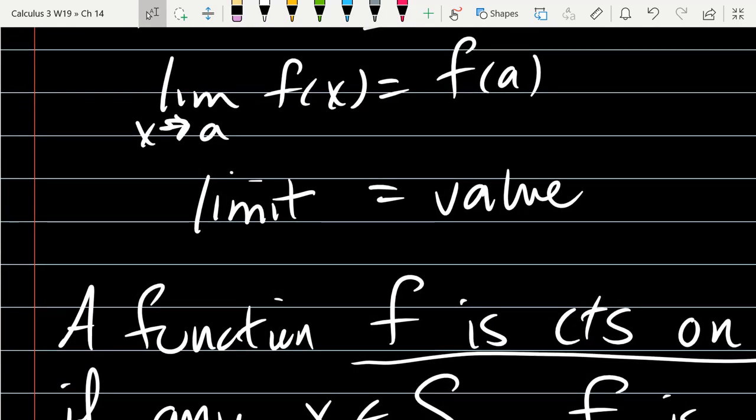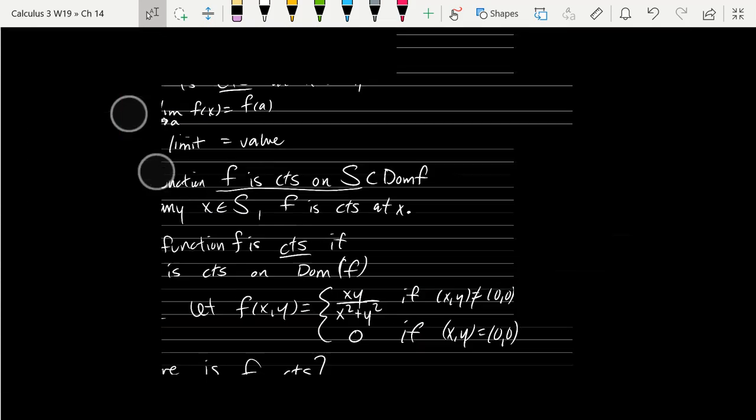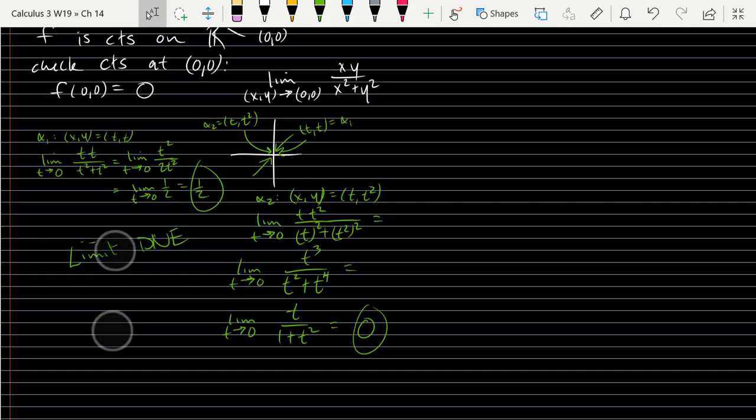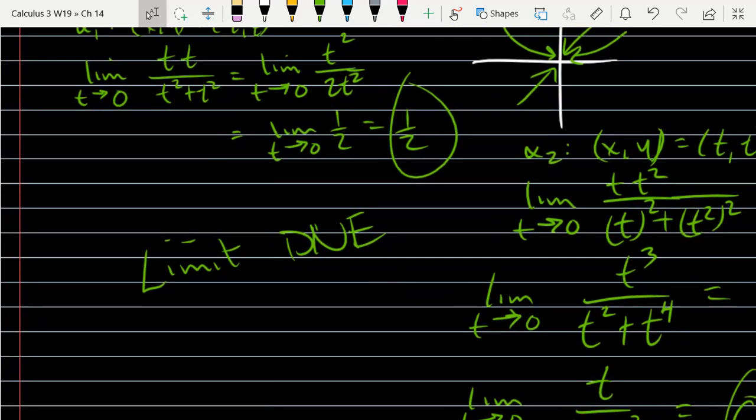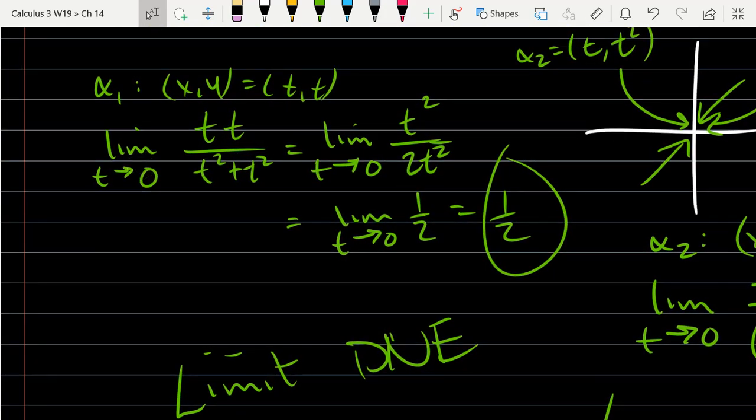So that non-existent limit doesn't equal any number, no matter what number I got. If my limit doesn't exist, I'm not continuous. So we're trying to figure out, does the limit equal the value? So the value was super easy to get. That was 0 from this second part of the step function. And then we just had to figure out, is the limit always 0? And we found the limit.